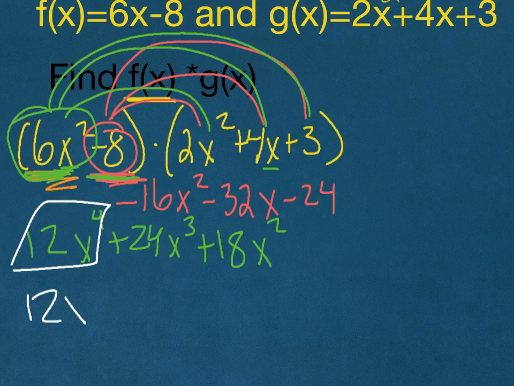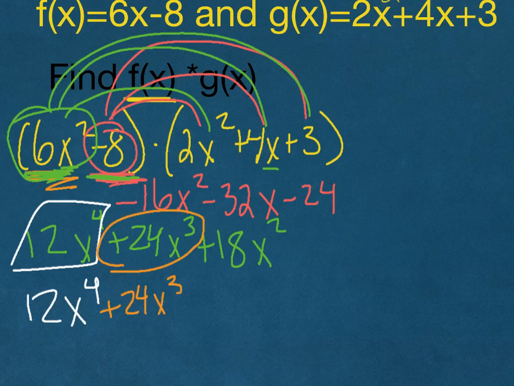There's nothing else to go with this x to the 4, no other x to the 4th terms. So that's going to go first. Then next, I see x to the power of 3. Oh, no other x to the power of 3, so I can't combine anything with that. I'm just going to copy it down, bring it down to my answer.